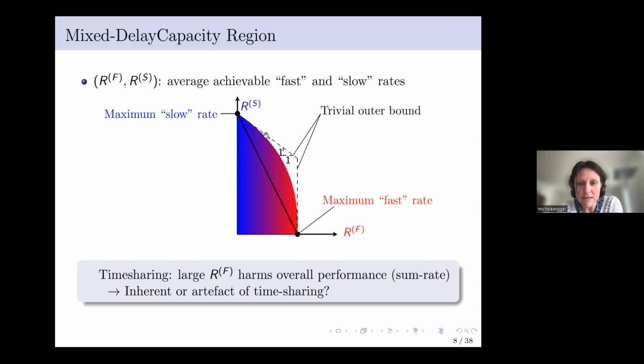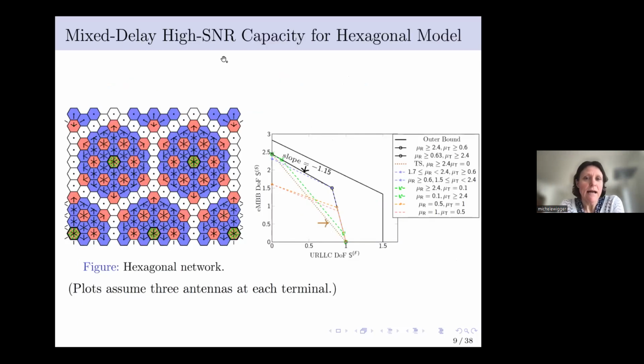Okay, and so the slope here is going -1, which means that we're not paying anything in overall performance. If the slope is steeper, which means that the slope is smaller, then we'll have to pay something. Okay, and so what do we do?